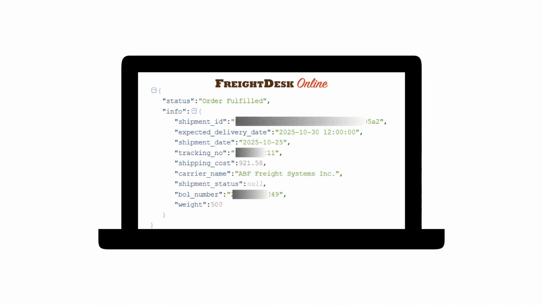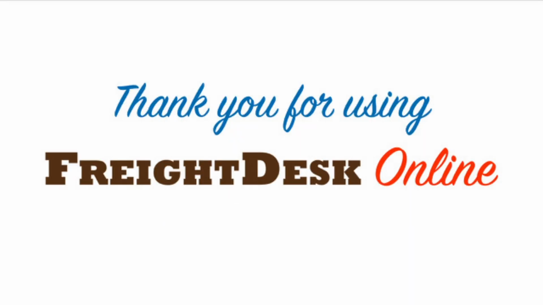A JSON payload is sent to your specified URL containing key shipment details, such as the shipment date, expected delivery date, carrier name, tracking number, and other fulfillment information. This allows your external systems to update orders in real time, automate fulfillment, and streamline your shipping workflows.